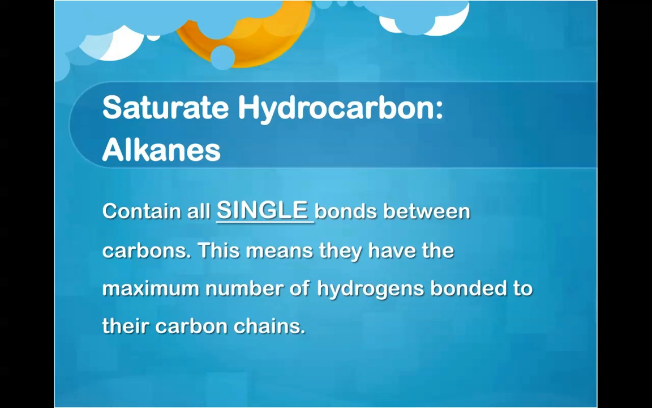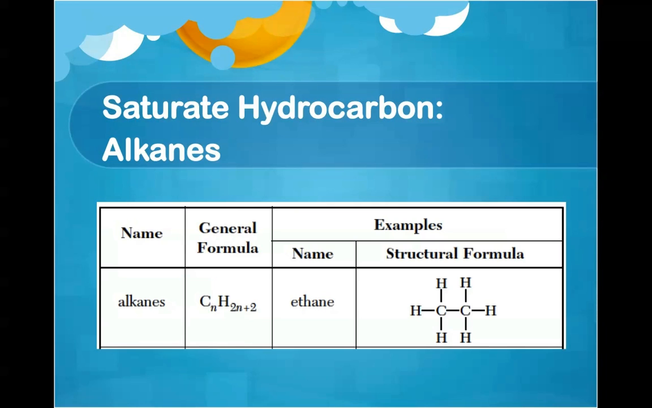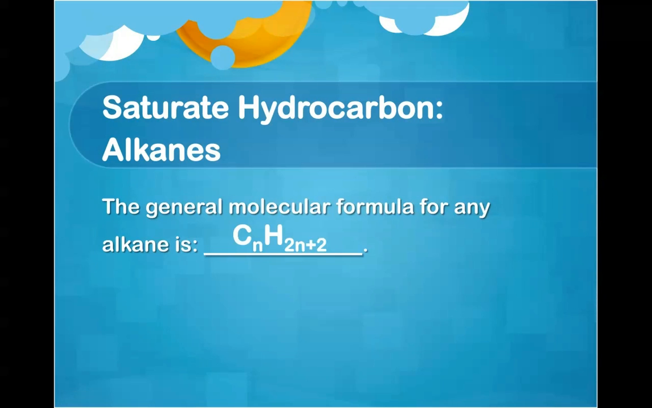These contain all single bonds between the carbons. This means that they have to have the maximum number of hydrogens bonded to their carbon chains. And remember, carbons are going to make 4 bonds. So keep that in mind. So here, when we look at the chart, we can see that we have a single bond between the carbons, so that is a clue that an alkane has single bonds between carbons. We're also going to see 2 parts in the name. The part that's most important for us is the ANE. ANE is going to be used to signify any of these alkanes that we're going to use.